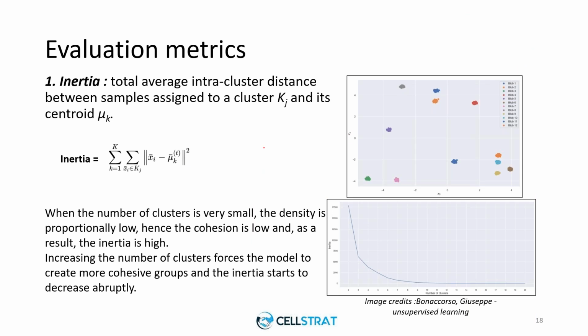Someone asked me a question: how do we decide k clusters? You can decide the value of k based on inertia, or by minimizing the inertia. So what is this inertia? Inertia is nothing but the average intra-cluster distance between samples and their centroid. If I have a centroid and the data points, inertia is the average distance between this centroid and these data points.